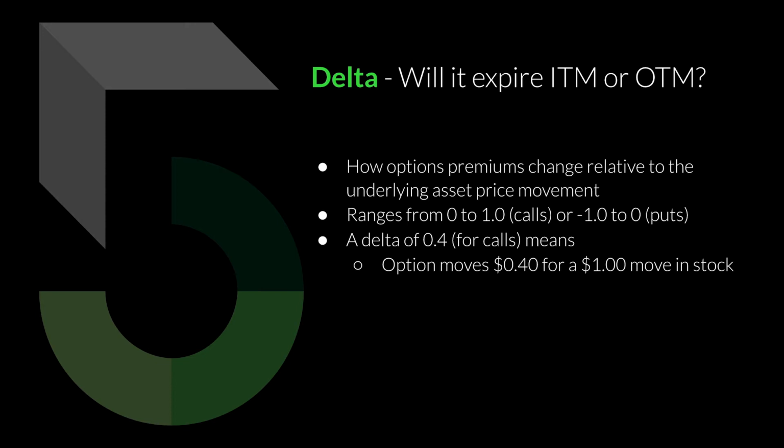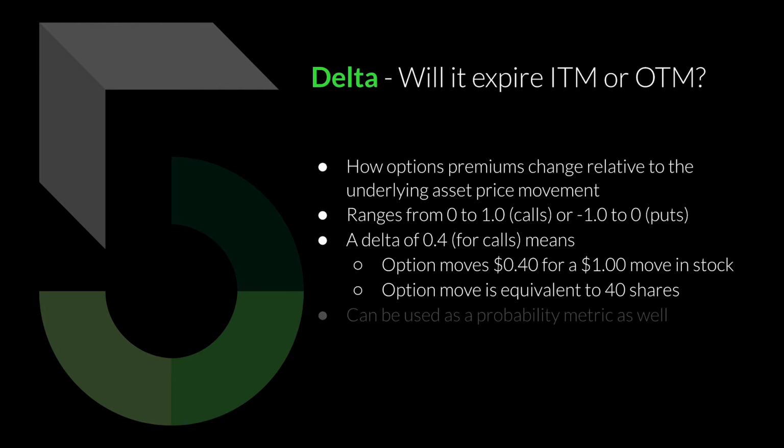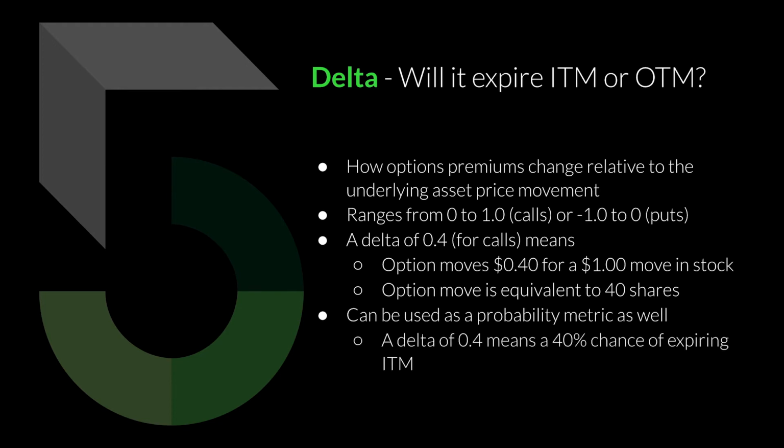You can also think of delta as a percentage of shares that you would own. As you know, one contract controls 100 shares of a stock. If you had a delta of 0.4, that would be roughly equivalent to owning 40 shares of that particular stock. So 2 different ways to look at delta, but it can also be used as a probability metric as well, and that's what I usually use it for. So a delta of 0.4 also means that there's approximately a 40% chance of it expiring in the money.